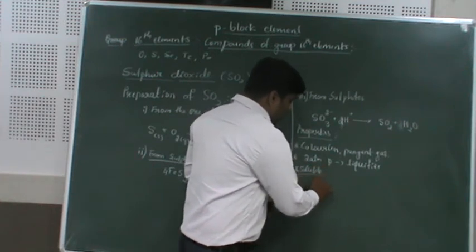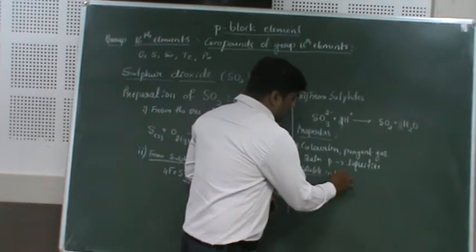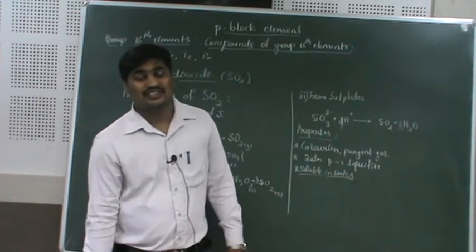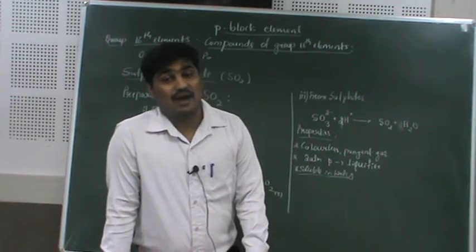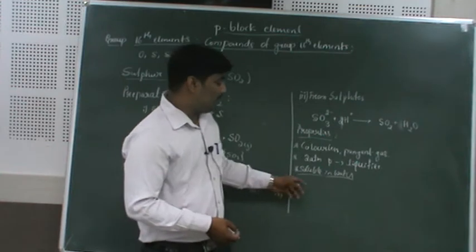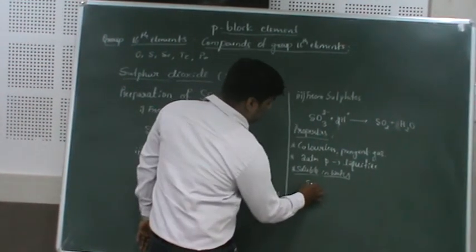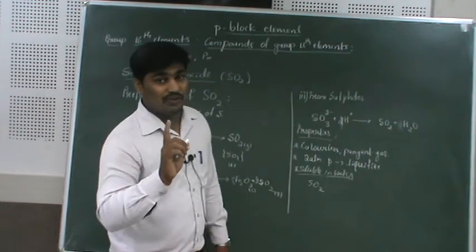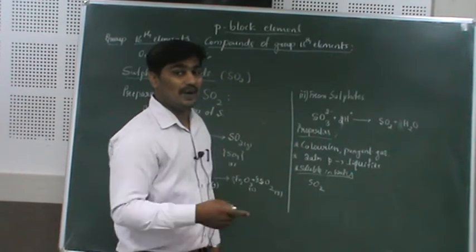Can anybody guess what may be the product when sulfur dioxide is soluble in water? What happens when sulfur dioxide is made to react with water? It's an interesting thing. When sulfur dioxide is dissolved in water, it's a chemical property, not a physical property, but it's soluble. Why is it soluble, and what different compounds are formed?